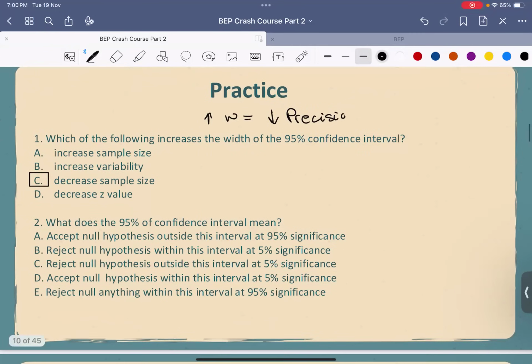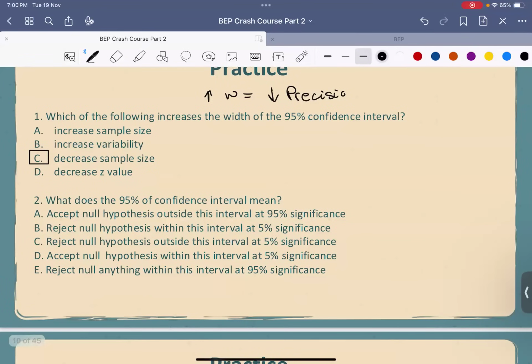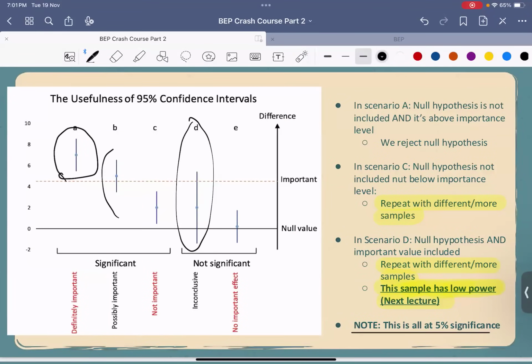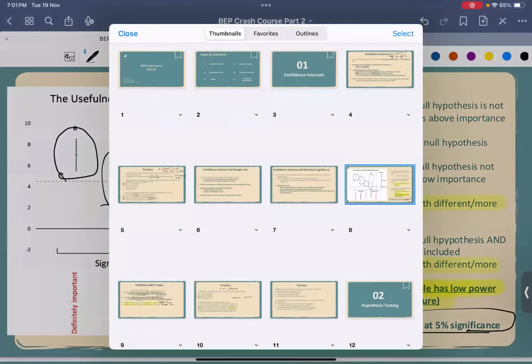What does 95% confidence interval mean? Again, so the answer here is C. Okay, so we reject the null hypothesis outside this interval at a 5% significance level. So if the interval does not contain the null value, then we reject the null hypothesis, just like this case over here. Okay, it does not contain null, it does not contain null, it does not contain null. So we reject the null hypothesis at a 5% significance level. Okay, so this is how the questions might come.